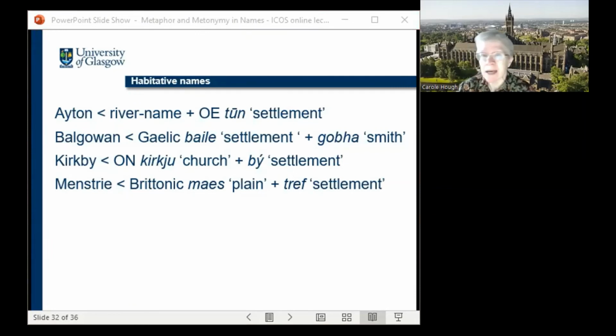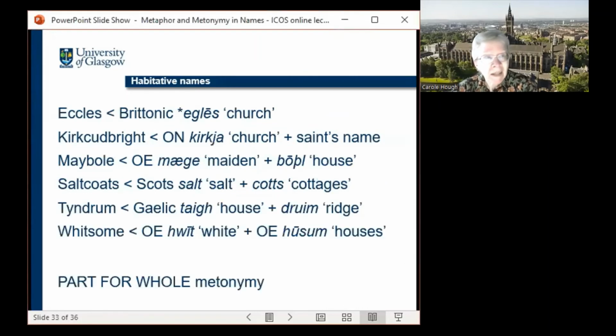Old English tún, Gaelic bally, Old Norse bu and Brittonic tre are all very common in place names, but they still make up only a minority of habitative settlement names. The majority denote individual buildings within the settlement, used metonymically to refer to the whole settlement. Here are some examples, again from Scotland.